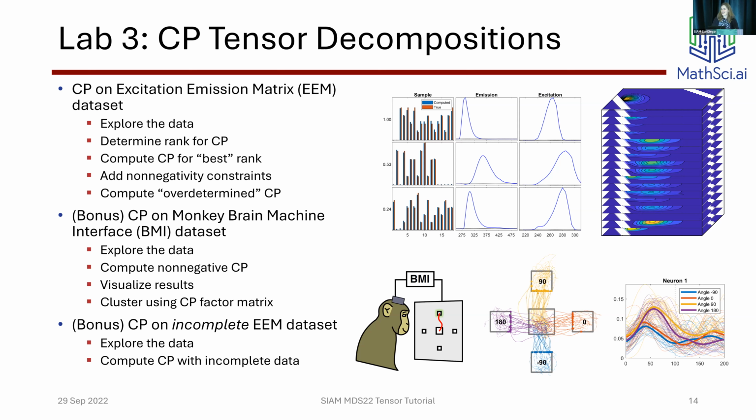And then if there's time, there's a couple extra labs, one on that monkey data set, where you're going to, again, look a little bit at your data, compute a non-negative CP on that data, visualize the results, and even use the outputs of CP as inputs for clustering and see how that goes. And then also the other bonus you can do, you don't have to do them in this order, is to use that first data set, but actually the original raw data, which has missing entries, and see if you can do CP on that.